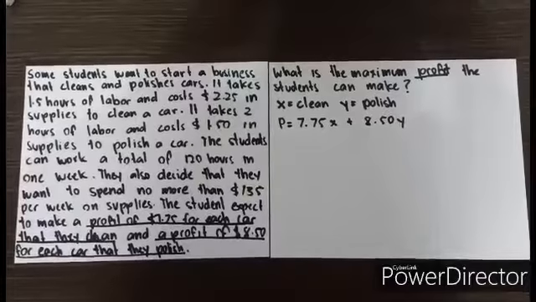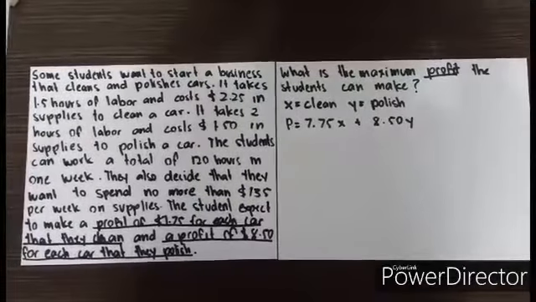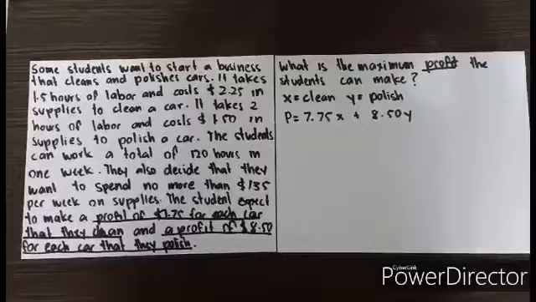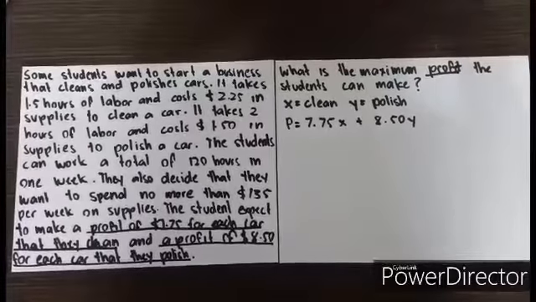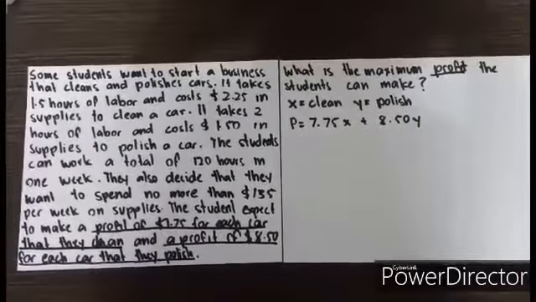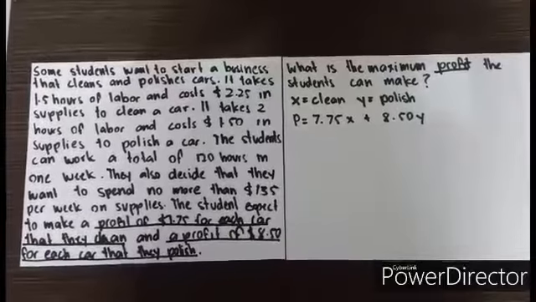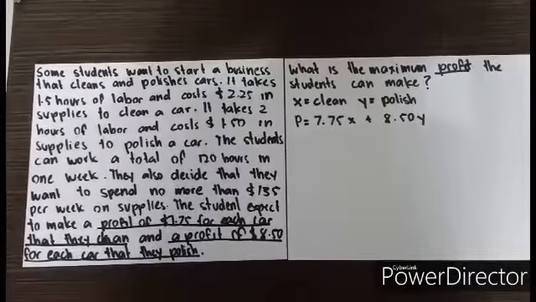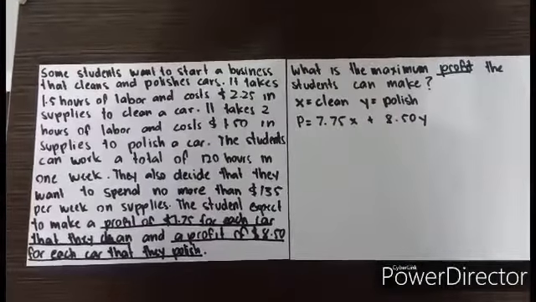For this example, we're going to go through and establish how to set up a system of equations in order to solve a linear programming problem. As you can see in this problem, x represents cleaning and y represents polishing. So my profit is equal to 7.75x plus 8.50y.